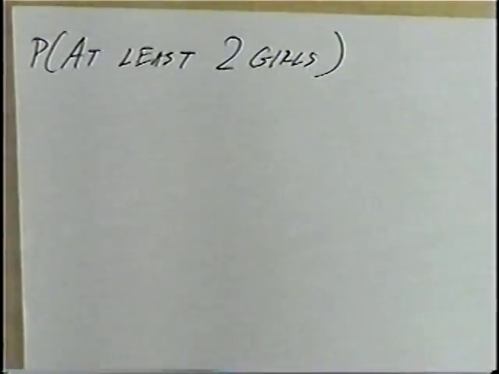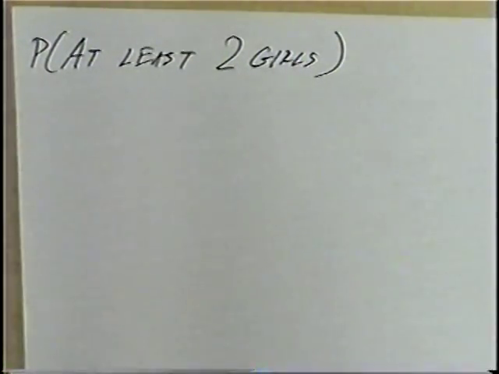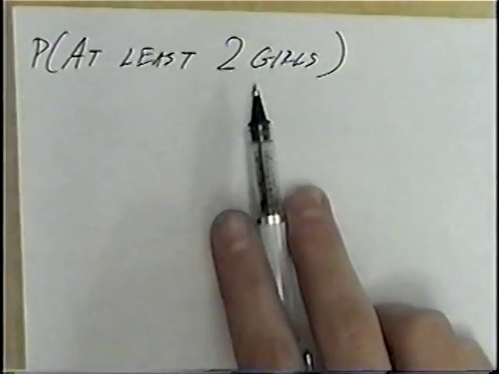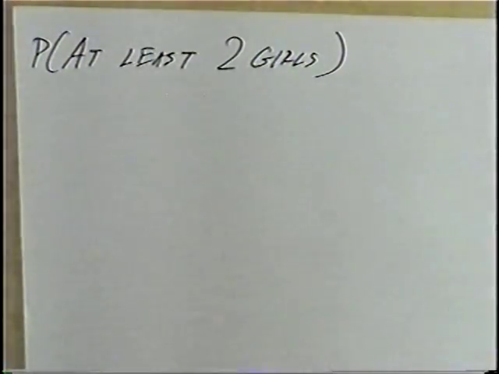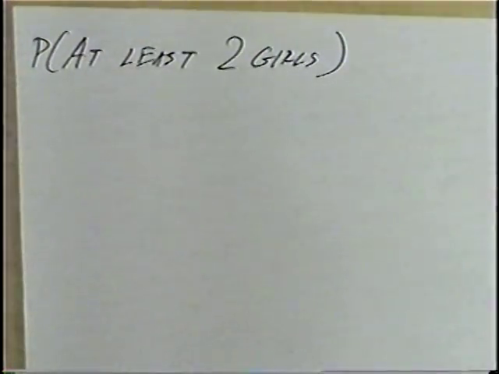Last question for the section. Having the same word problem, we'll find the probability that we'll have at least 2 girls. At least 2 girls means we could have 2 girls or more. Since we're picking 3 people, we can either have 2 girls or 3 girls.